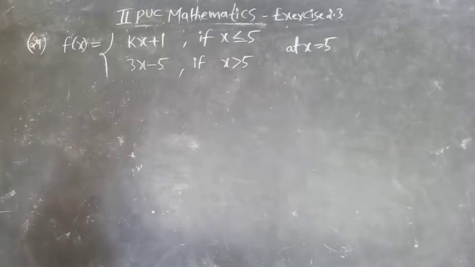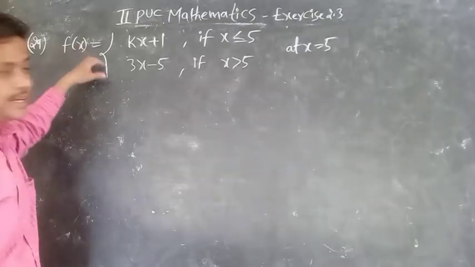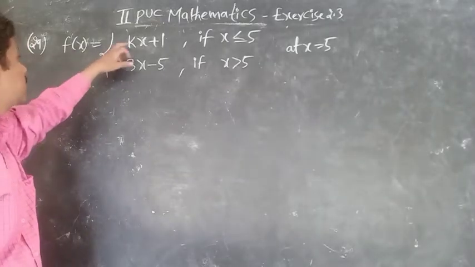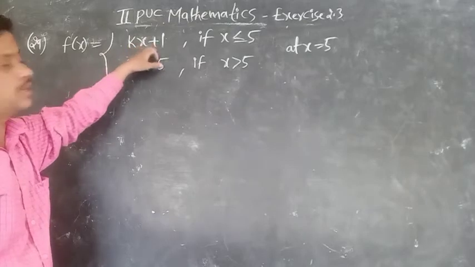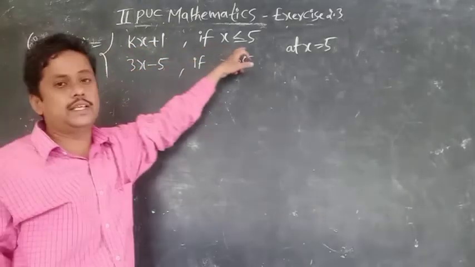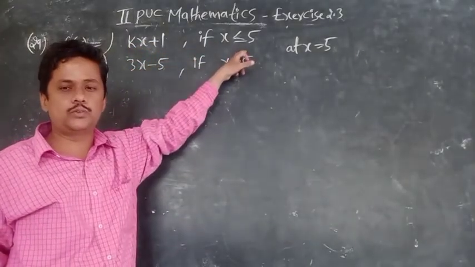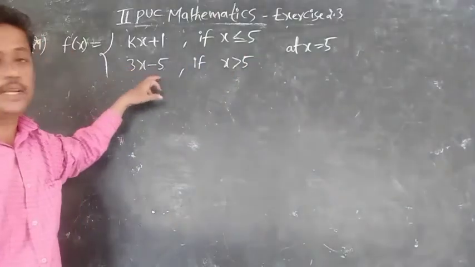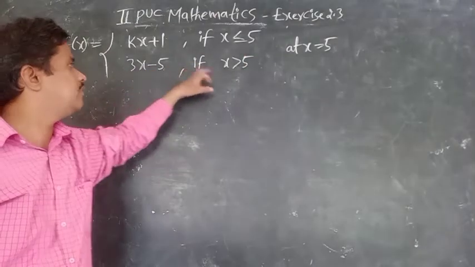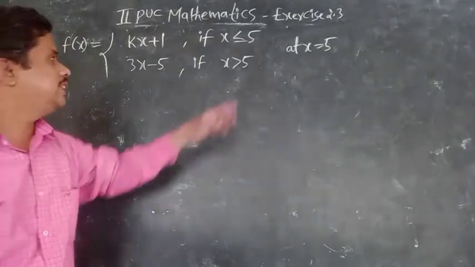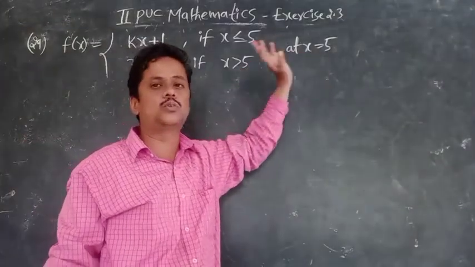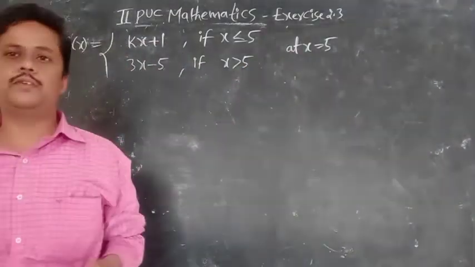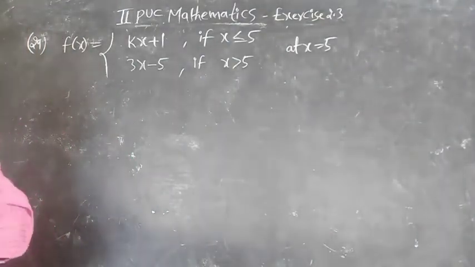So next, question number 29, a similar problem. f of x is equal to kx plus 1 if x is less than or equal to 5, and 3x minus 5 if x is greater than 5, is continuous at x equals 5. How to prove this?